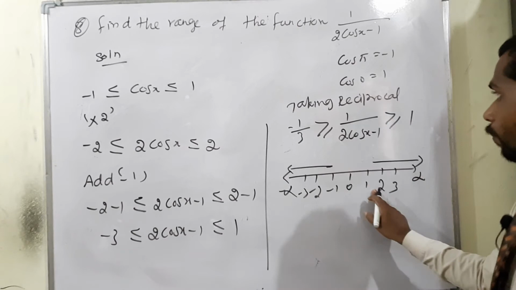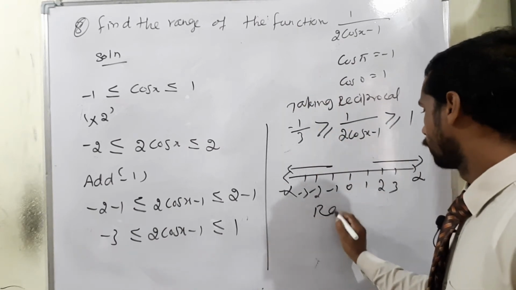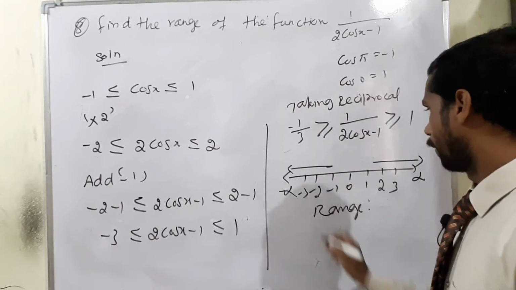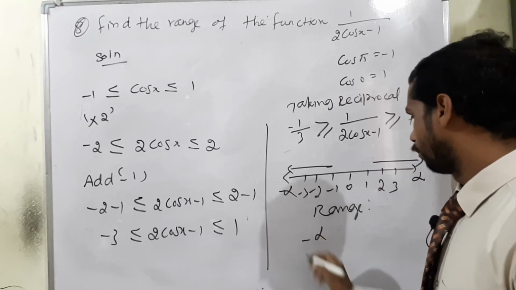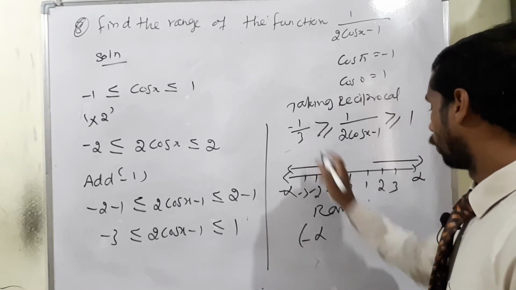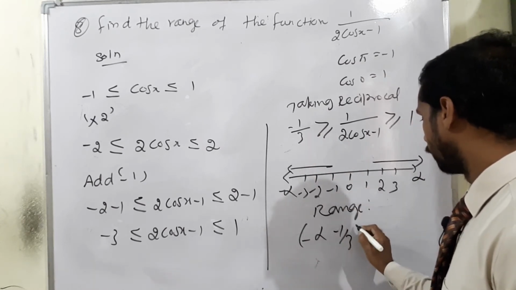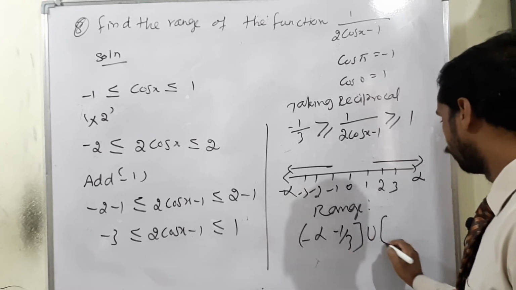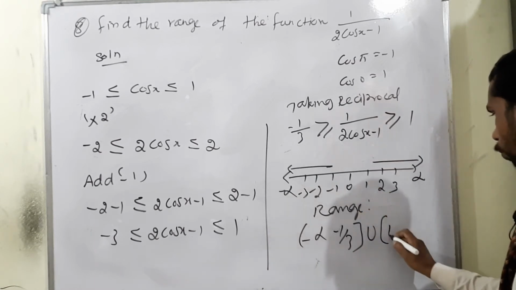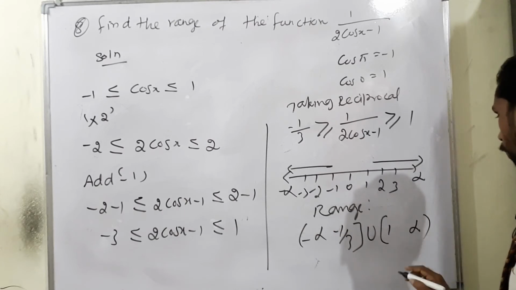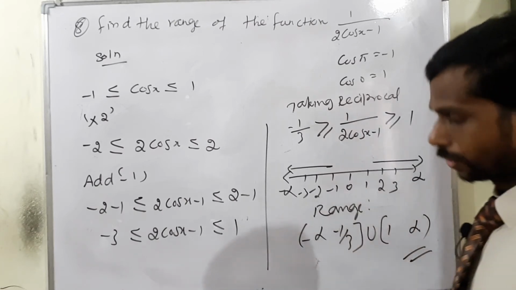Therefore, the range: first one, minus infinity to minus 1 by 3, then union of, next continuation, 1 to infinity, open bracket. This is the answer for question number 8, okay.